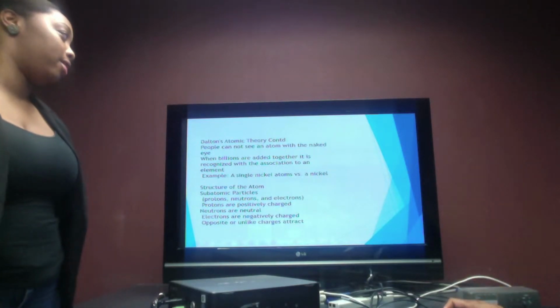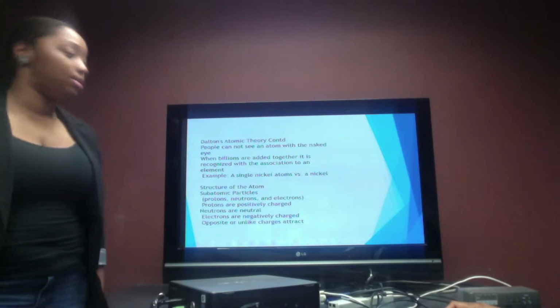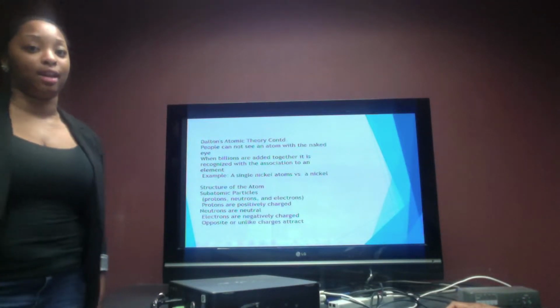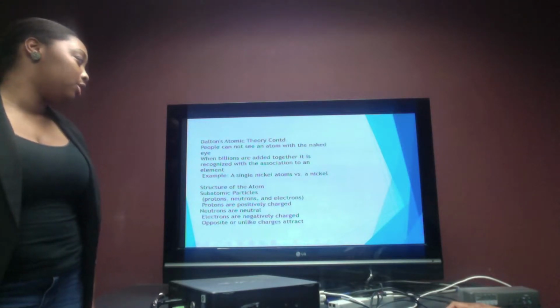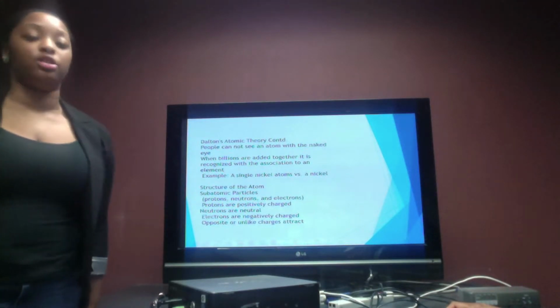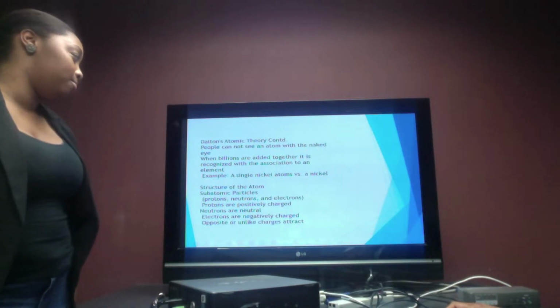The structure of the atom. Subatomic particles consist of protons, neutrons, and electrons. Protons are positively charged subatomic particles. Neutrons are neutral, and electrons are negatively charged particles.